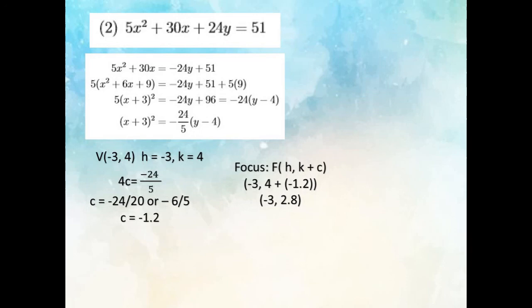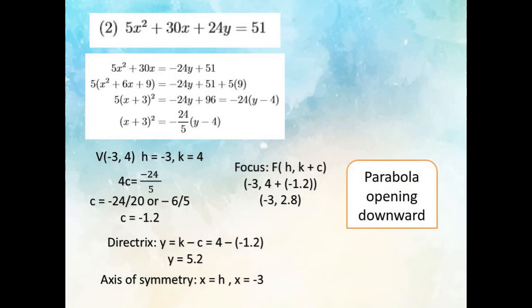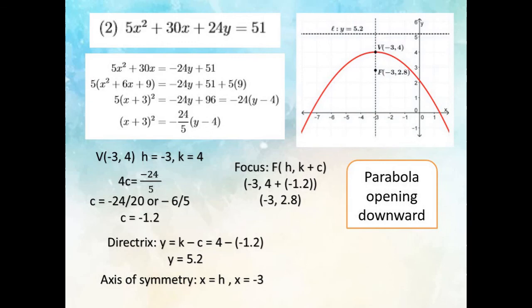negative 3, 2.8. The directrix is y is equal to k minus c, which is equal to 4 minus negative 1.2. So y is equal to 5.2. The axis of symmetry is x is equal to h, so x is equal to negative 3. The parabola is opening downward. Now here is the graph of the parabola.